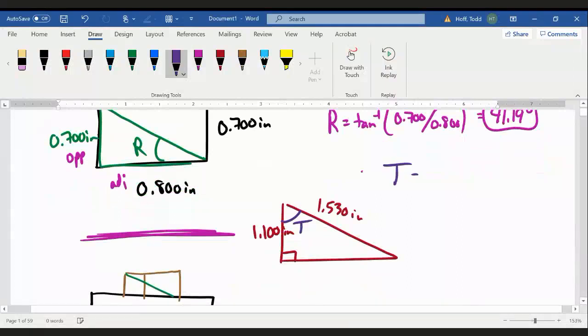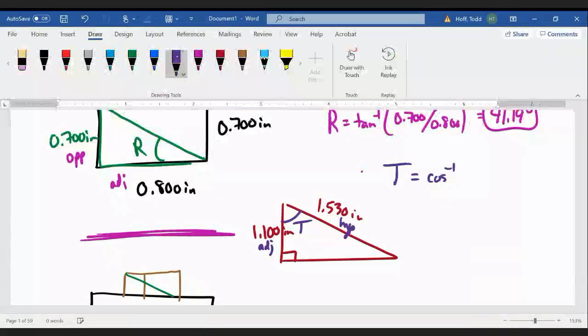So for the tilt there, we have the adjacent side and the hypotenuse. That's dealing with the cosine. So the angle of tilt is the inverse cosine of 1.10 divided by 1.530.